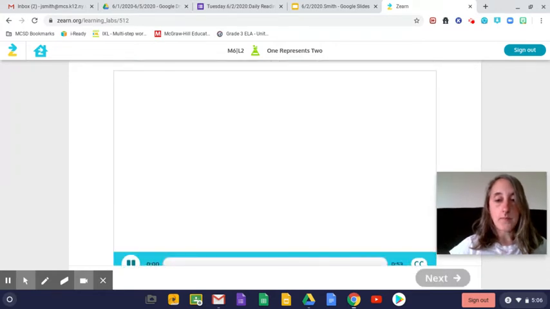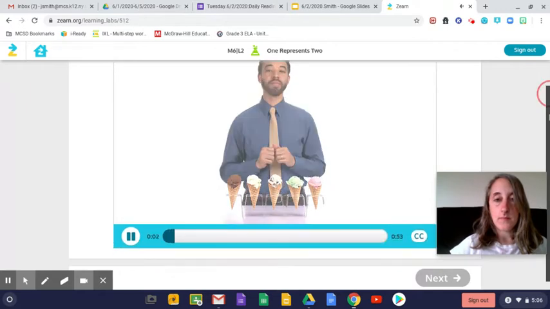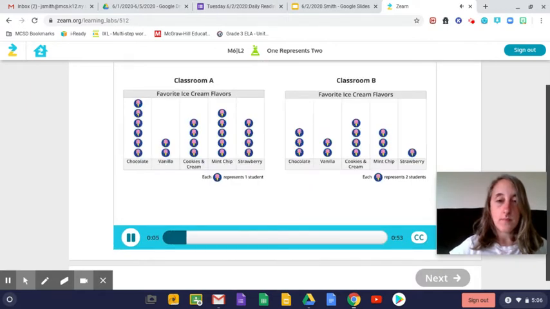Let's take a closer look at that one. How many students chose vanilla ice cream as their favorite flavor? Both graphs have 2 cones in the vanilla column. In the first graph, 1 cone represents 1 student. So 2 students chose vanilla. In the second graph, each cone represents 2 students. So 4 students chose vanilla as their favorite flavor. Nice thinking. Even though both graphs have 2 cones, the cones represent different values. It is important to remember the value of a unit in a graph.